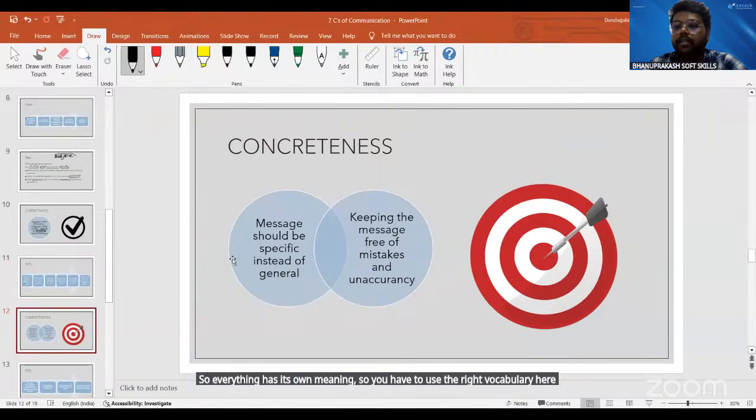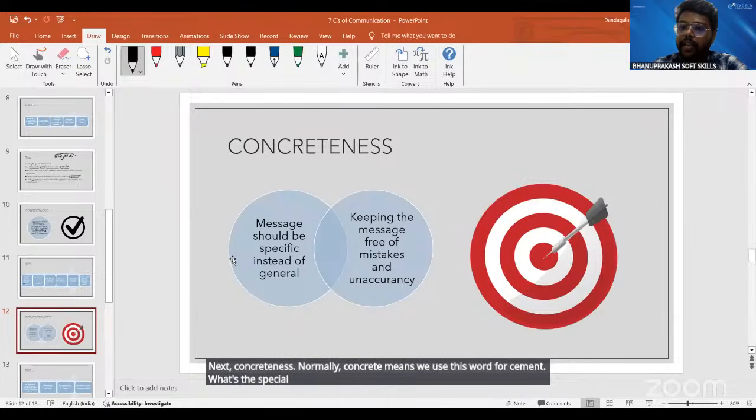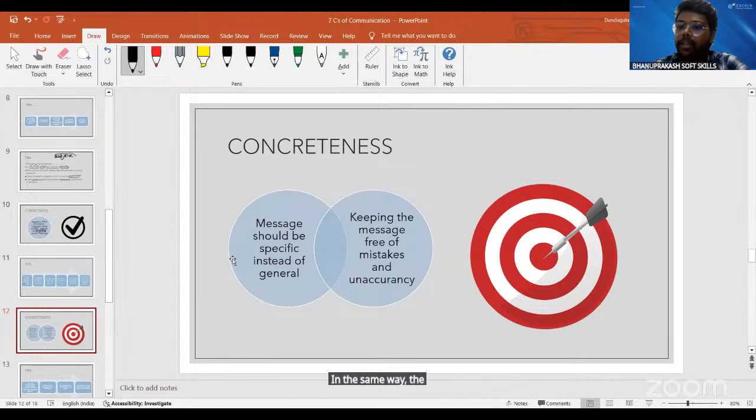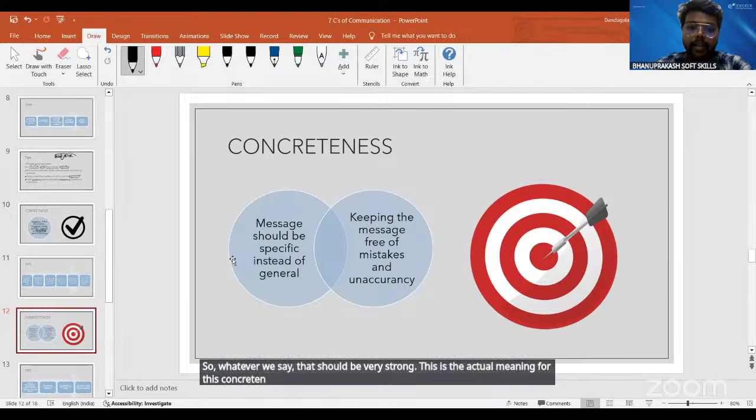Next, concreteness. Normally, concrete means we use this word for cement. What's the specialty of concrete? It makes the foundation stronger, everything strong, right? In the same way, the concreteness should be with our words too. Whatever we say should be very strong. This is the actual meaning of concreteness. Like here you can see, the message should be specific instead of general.